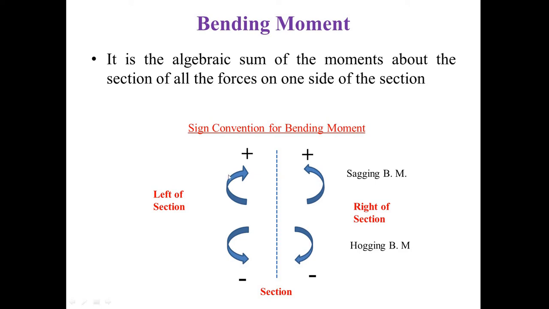If you take this particular action as positive, positive bending moment means it is a sagging bending moment, where if you take a beam, the beam will get bent in this particular direction. This is the bending action. Normally the beam will get sagged, and that's why it is called the sagging bending moment. In the downward portion, if you take the bending moment in this direction and the beam bends like this, that is called the hogging bending moment. So there are two types of bending moment, hogging bending moment and sagging bending moment.